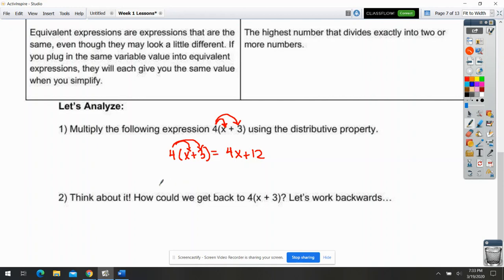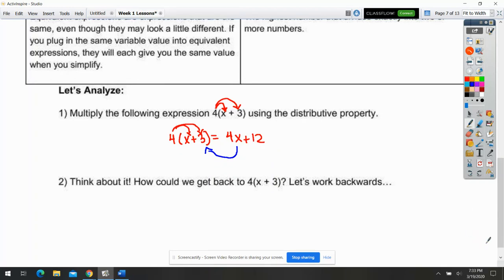Okay? So think about it. How can we go back? How can we go from this, from 4x plus 12, to 4 times x plus 3? So hopefully you're thinking it. Well, it has to do with the GCF. If we take 4x plus 12, and let's think, what is the largest number that goes into 4x and 12?